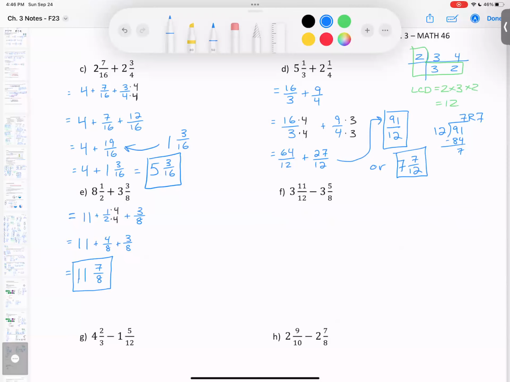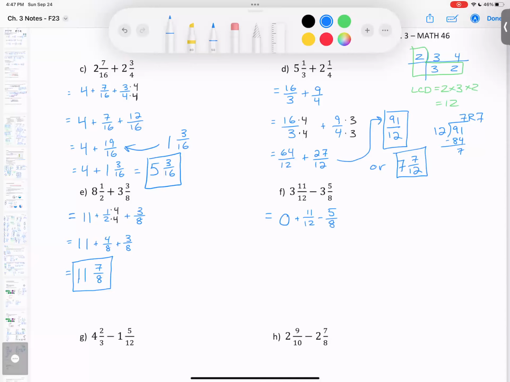So let's try method 1. I think it'll work quite nicely here. So we're going to subtract our whole numbers. 3 minus 3 gives us 0. And then we're going to have 11 over 12 minus 5 over 8.